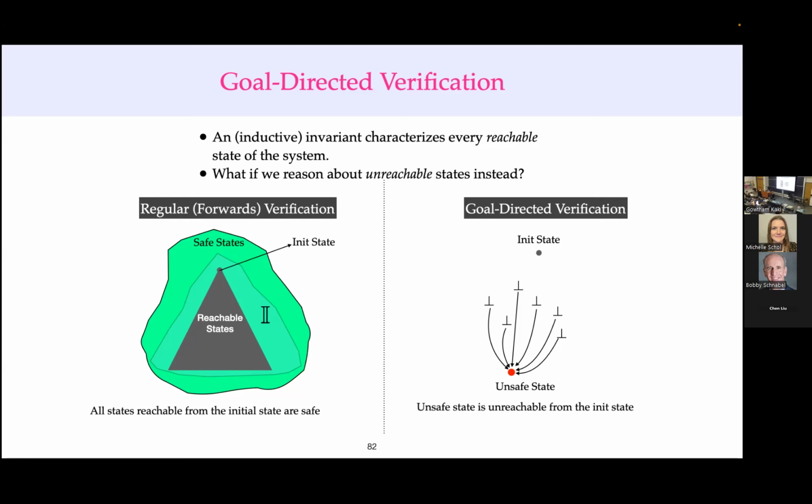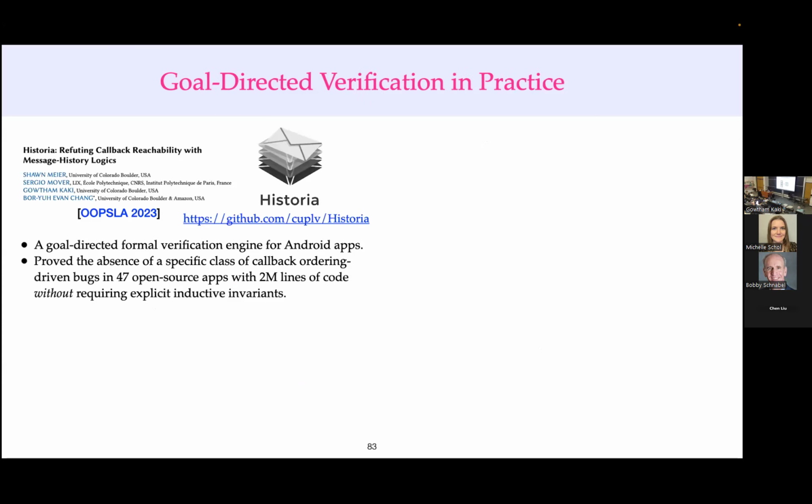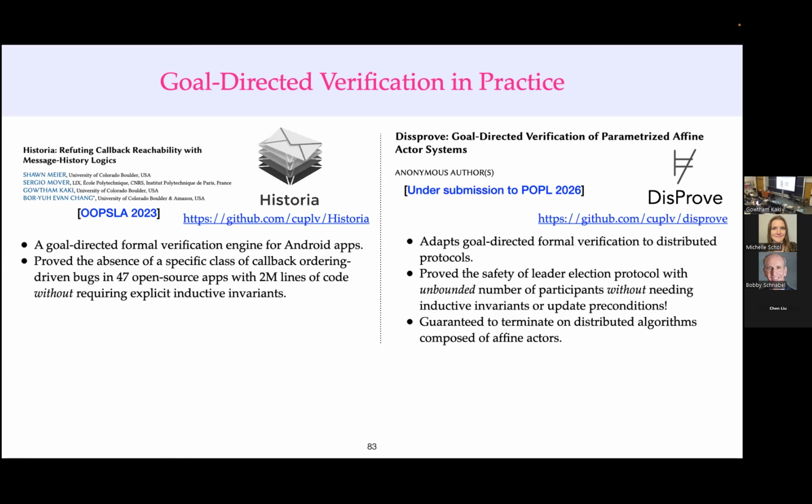So we've tried this approach. This is an OOPSLA 23 paper with Sean, Sergio, and Evan. We've shown that this backwards verification works in a bunch of Android applications. We built a tool called Historia. Then we decided this is an approach that can also work for distributed systems, so we transplanted this approach to the specifications of distributed protocols. We built a tool called Disprove that adapts goal-directed formal verification to distributed protocols.